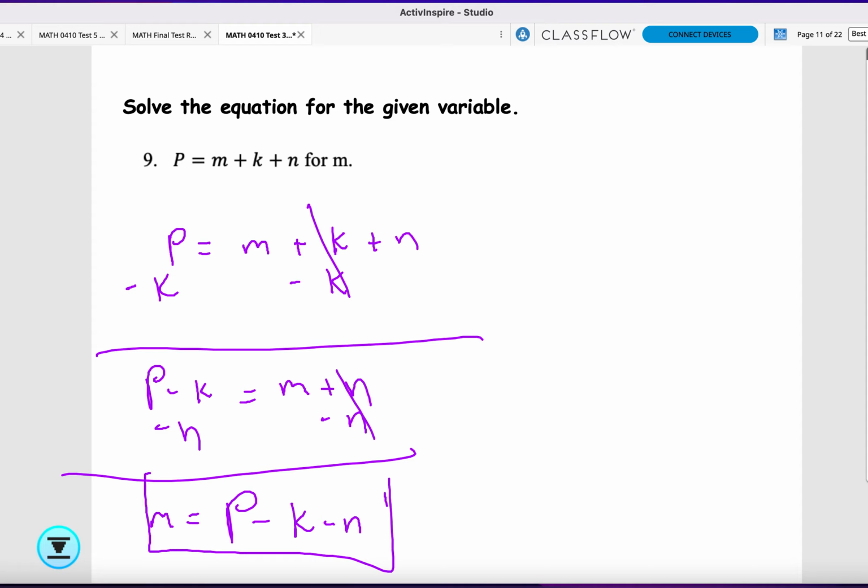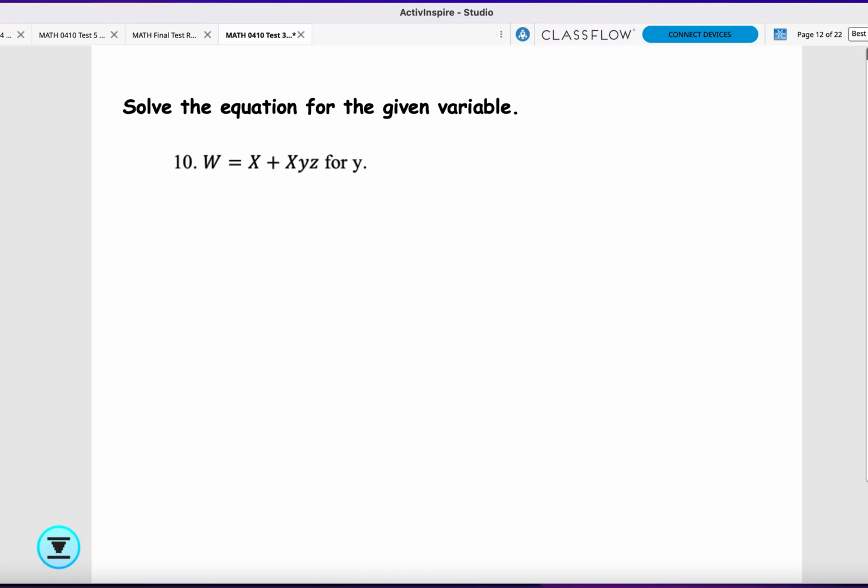Don't let the letters freak you out. I know letters and math kind of freak people out, but stay calm and just look at how I did it.